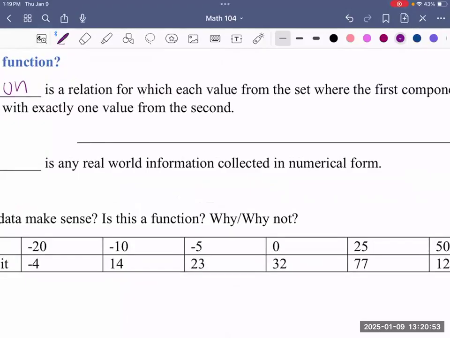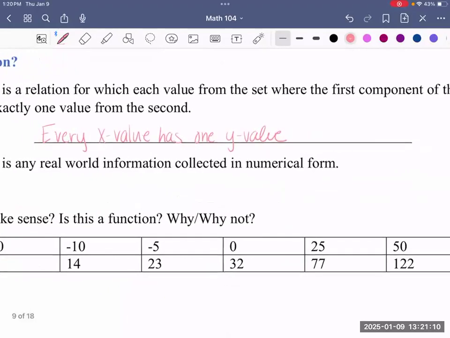All it's trying to say is, let me redo that. Every x value has one y value. Or even better, x's do not repeat. So one of those two sentences should resonate just a little bit.